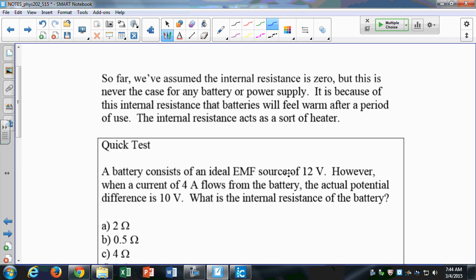As batteries get older, their internal resistance goes up, especially for rechargeable batteries, which are recharging over and over again. At some point, they're just no longer usable or even a danger.